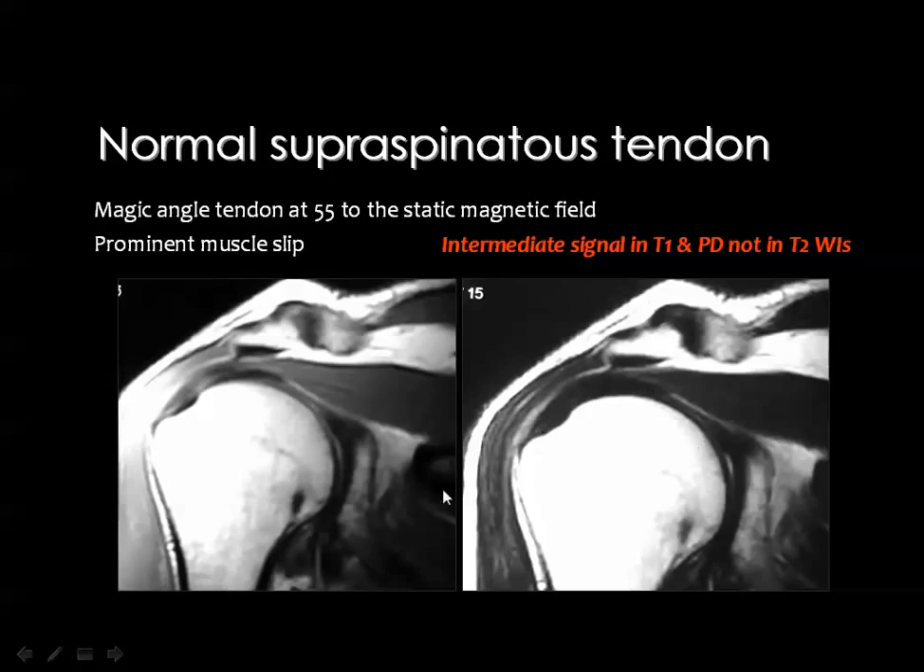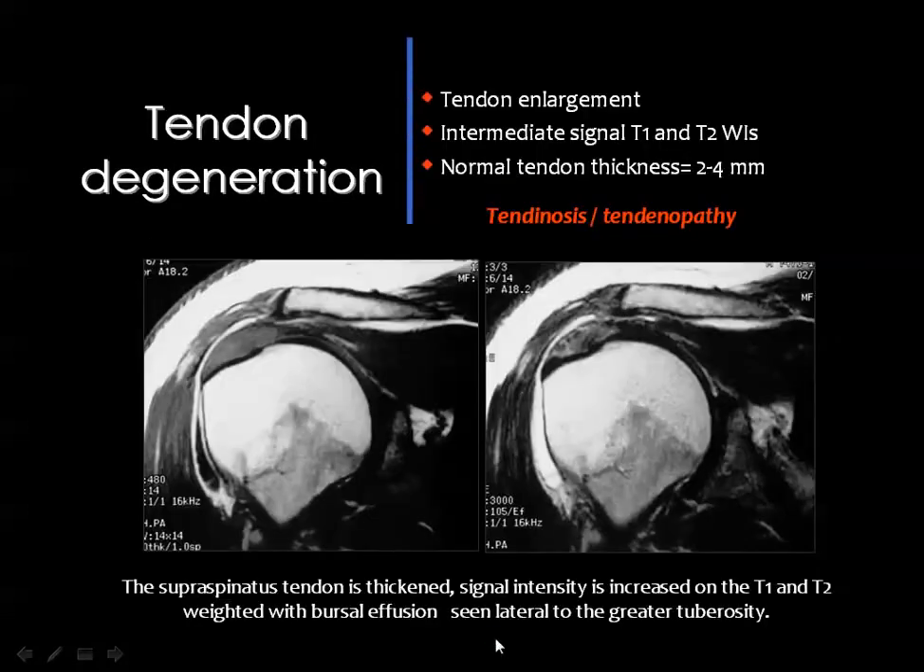And there are many explanations for this finding, including that the muscle slip is prominent, the fat plane between the two slabs of the supraspinatus muscle, and also the magic angle phenomenon, in which a tendon is going through about 55 degrees to the static magnetic field. This phenomenon is appreciated in the peroneus longus tendon in the ankle and also here in the supraspinatus tendon in the shoulder.